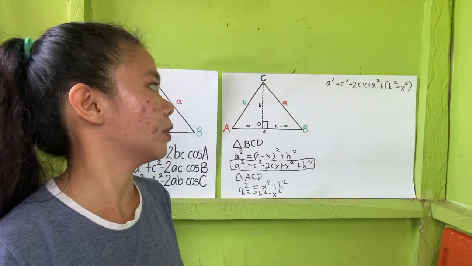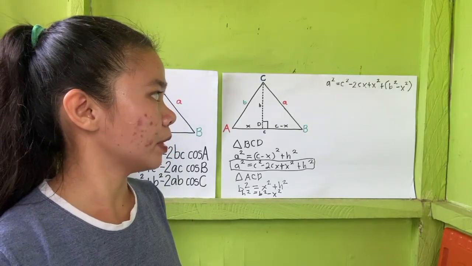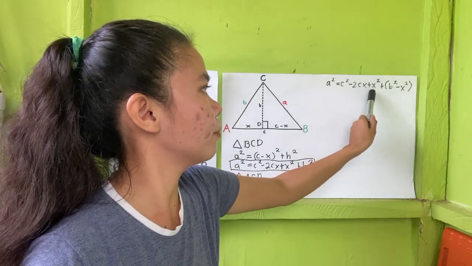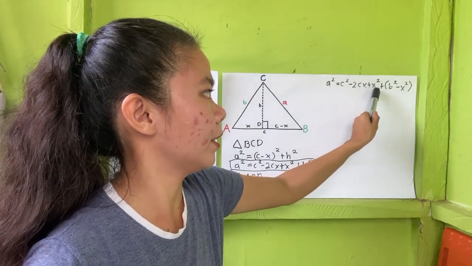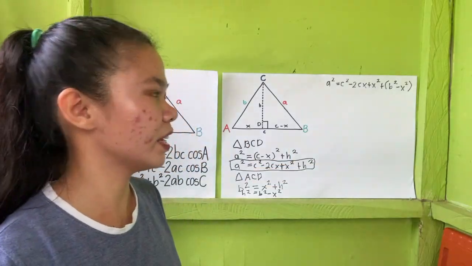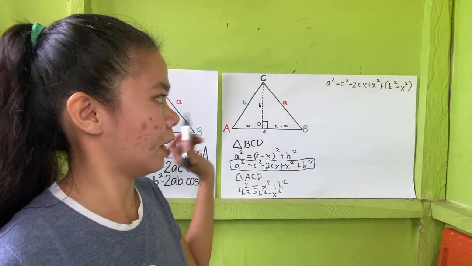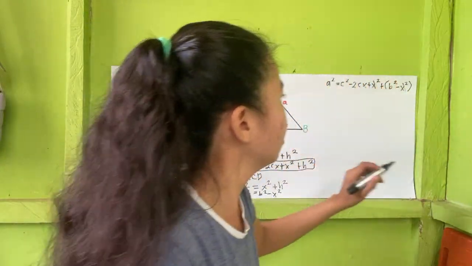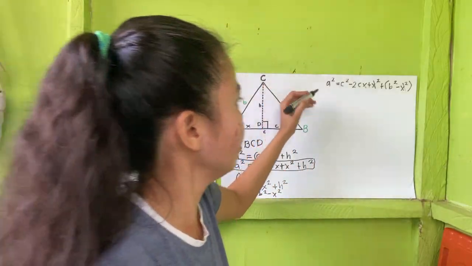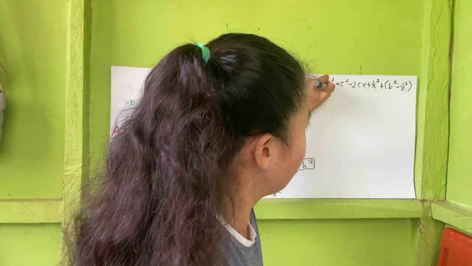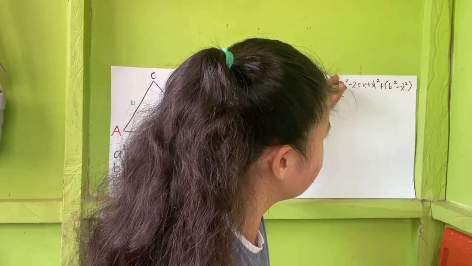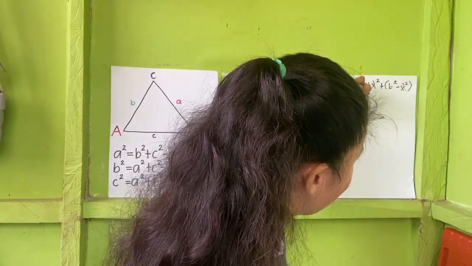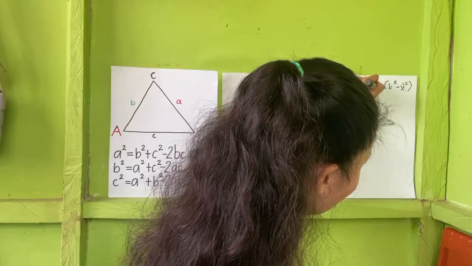The next thing that we're going to do is combine like terms. Now, we can see that we have positive x squared and negative x squared, so we can cancel those out. There's nothing more, so we're going to write here a squared is equal to c squared minus 2cx plus b squared.